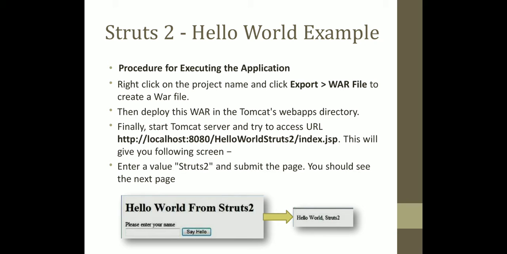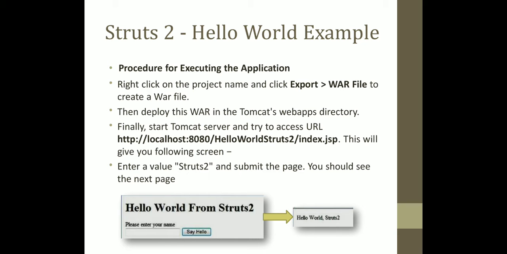So how to execute the application? We will right click on the project name and click Export, then WAR files to create a WAR file. Then deploy this WAR in Tomcat's webapps directory. Finally, start the Tomcat server and try to access the URL index.jsp. So the URL will be http://localhost:8080/HelloWorldStruts2/index.jsp, and index.jsp will be your file.